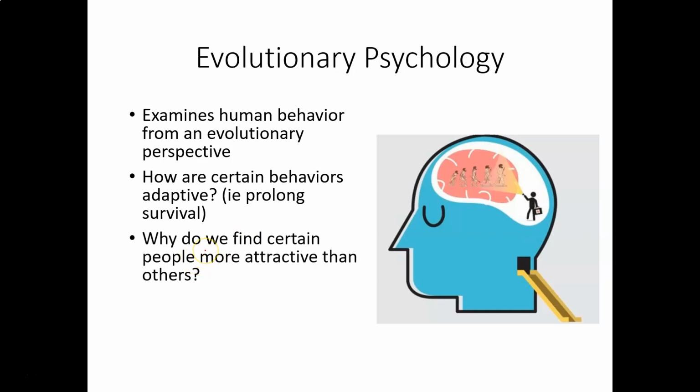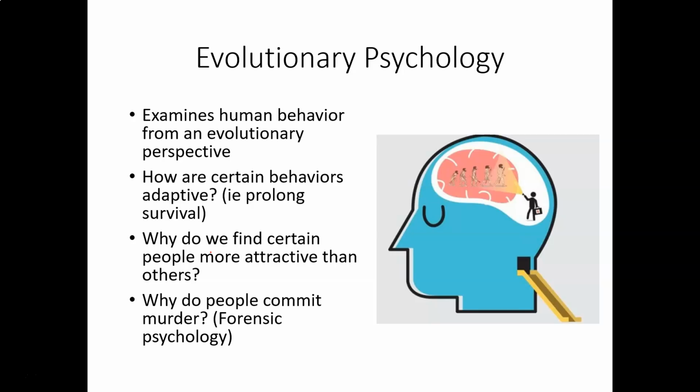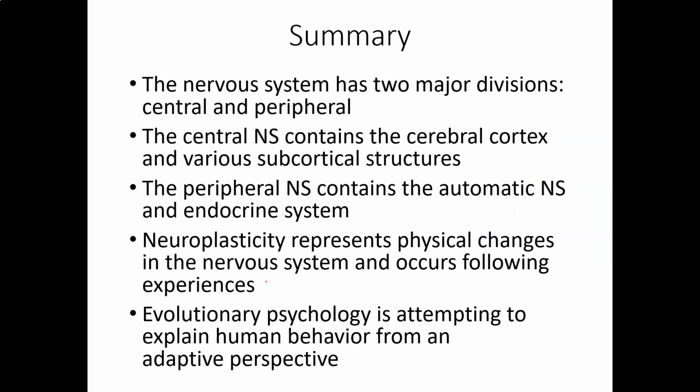They also study questions like, how do we find some people more attractive than others? So they study mate selection, for example. And then finally, forensic psychology, which is also a subdivision of evolutionary psychology, tries to understand why people commit crimes such as murder or sexual assault. So it's a component of biological psychology, but you can read more about it if you're curious on the web or in your textbook. So here's your summary for today's lecture.